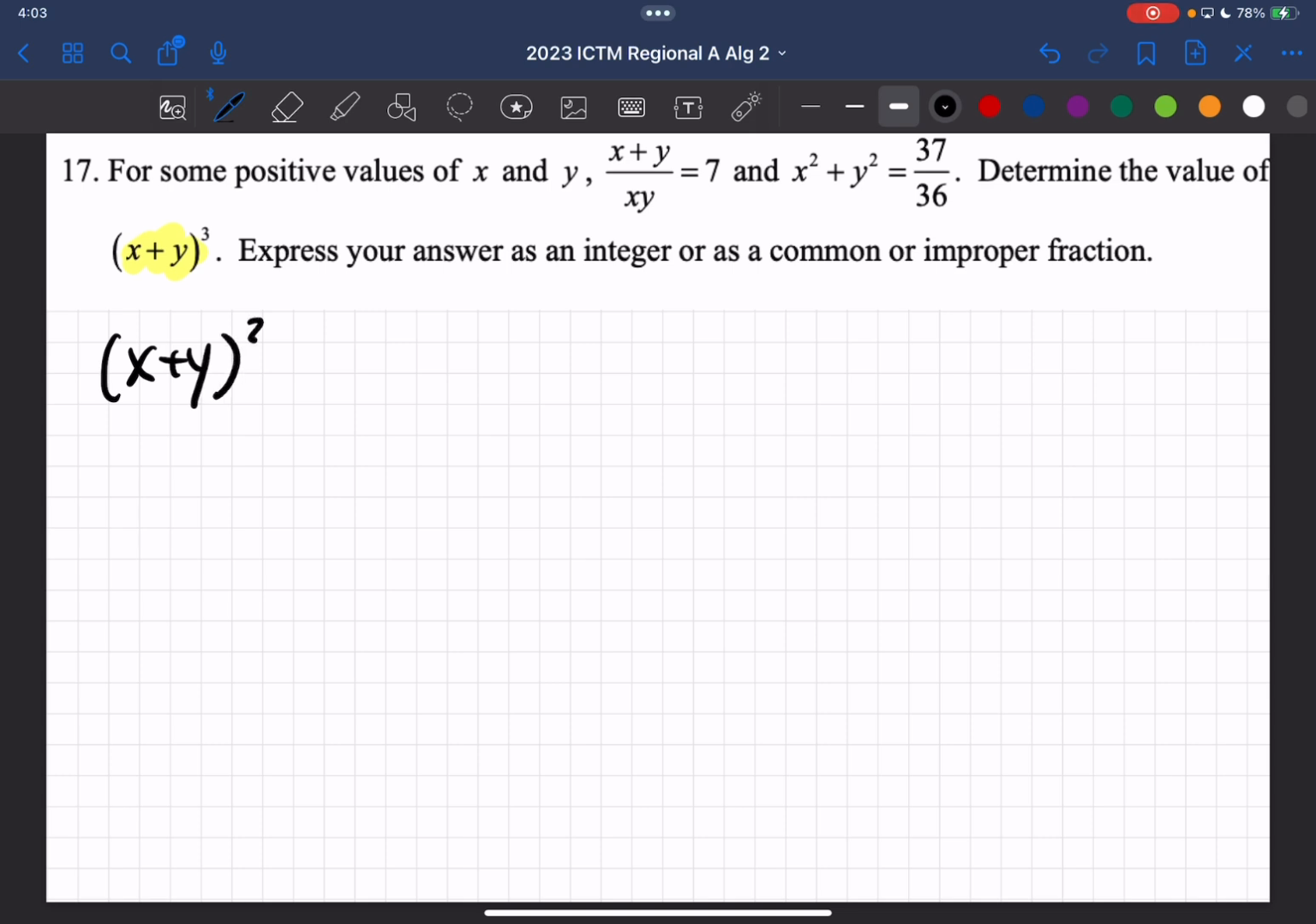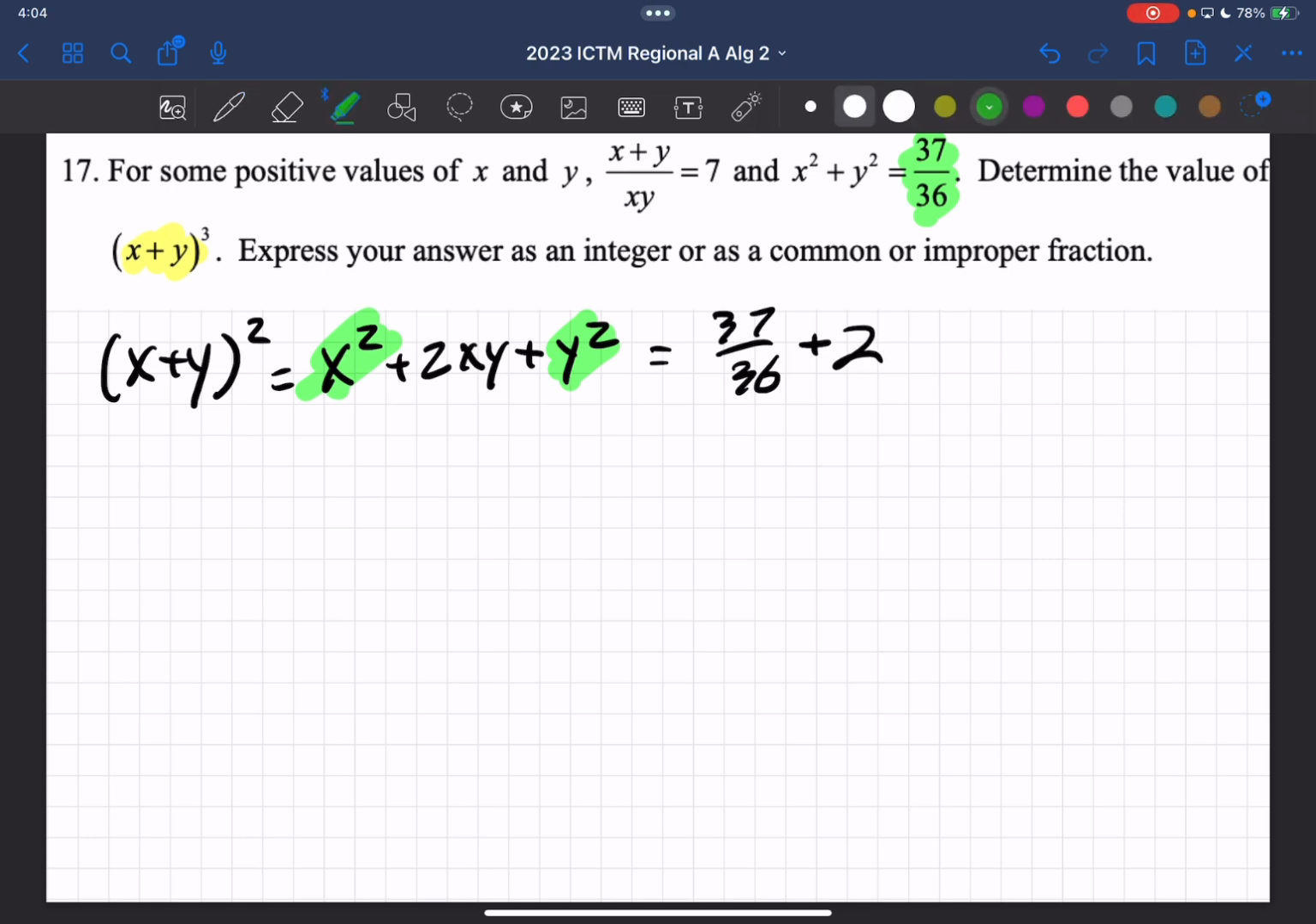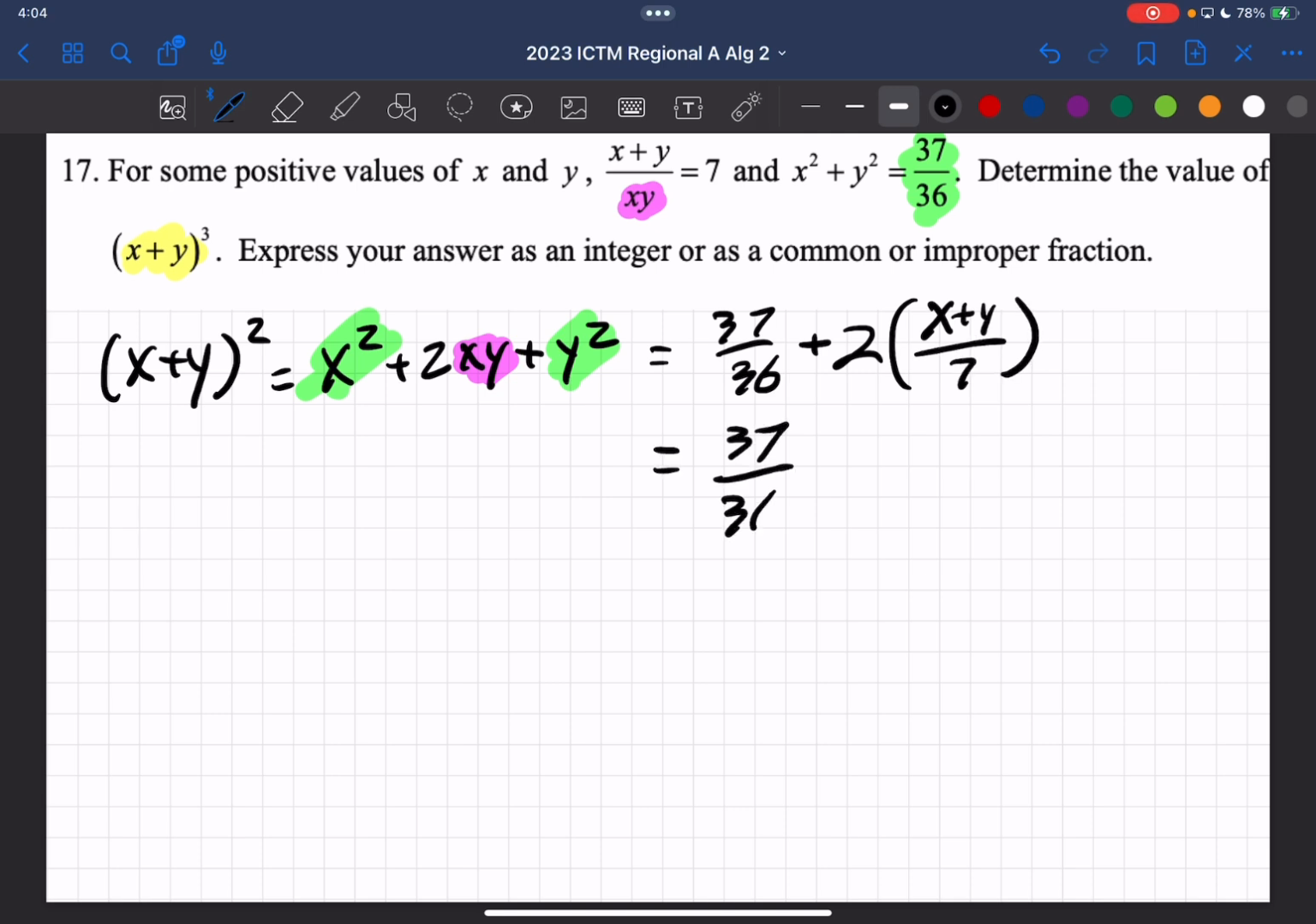So I want to think about this. What would x plus y squared look like? Well, if I FOILed that out, it would be x squared plus 2xy plus y squared. Now, we already know that x squared plus y squared is equal to 37 over 36. So I can make that replacement. Now I can also say, wait a minute, I've got xy and I've got xy right here. And so what I can do is use this formula to say, if I move the xy out of the denominator and move the 7 in, I have x plus y over 7. And this is 37 over 36 plus 2 over 7 times x plus y.